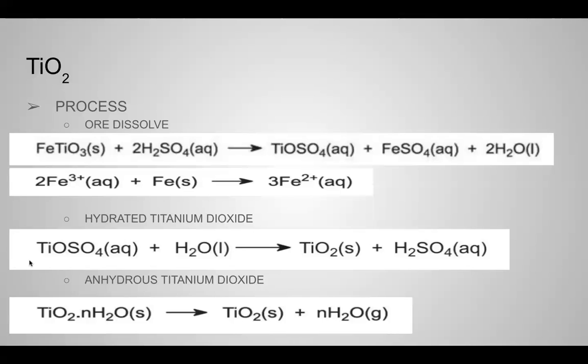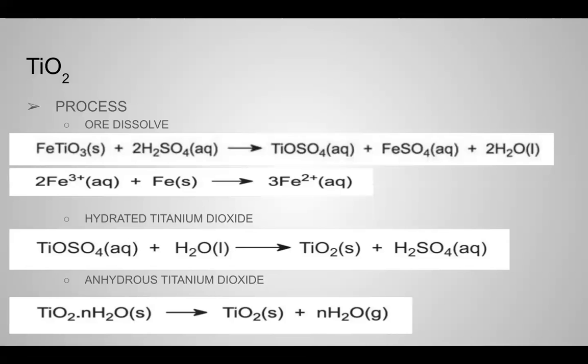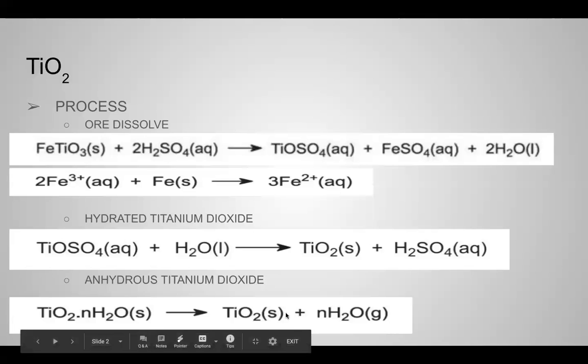From here, you go on to step 3, which is anhydrous titanium dioxide. In this step, heat is introduced in order to evaporate and decompose any sulfuric acid that still remains solid. This, as a result, will allow for the formation of titanium dioxide solids in the sample.